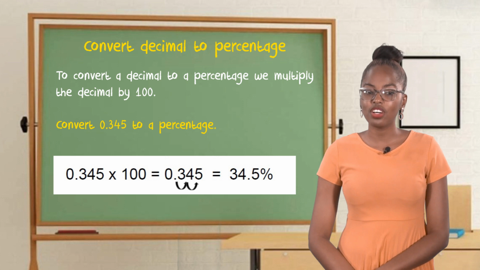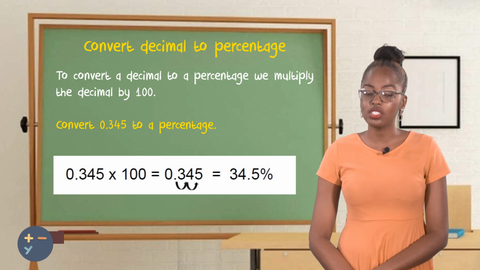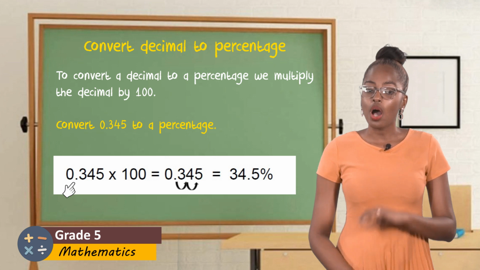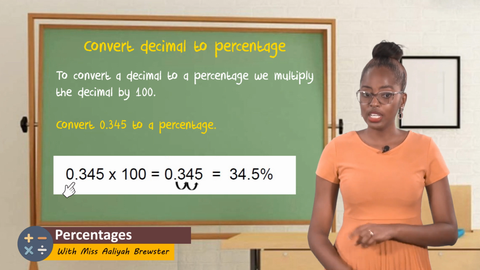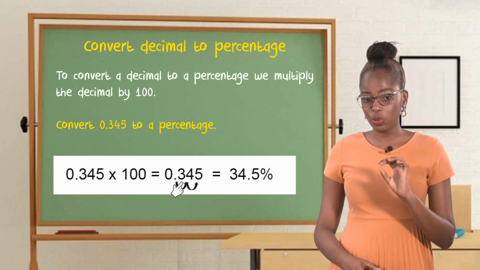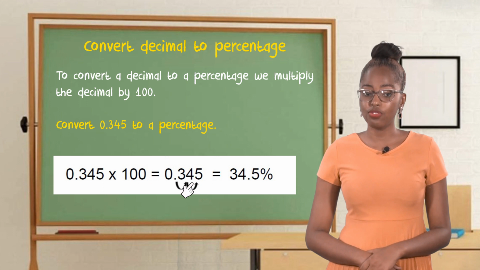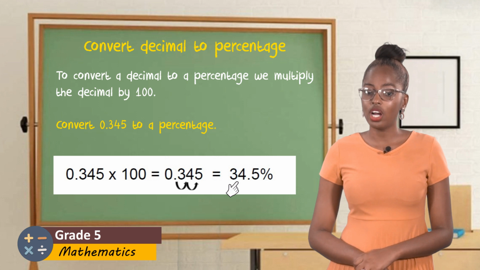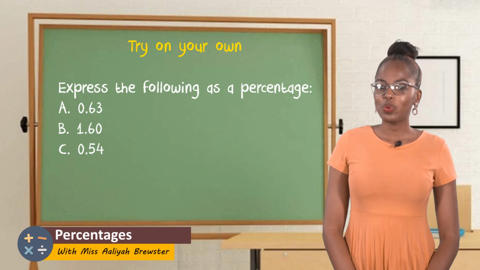Suppose we're asked to convert 0.345 to a percentage. To do this, we multiply again by 100, moving the decimal point only 2 places. Right now, the decimal point is between 0 and 3. If we move it 2 places, it will go between 4 and 5. Therefore, 0.345 as a percentage is 34 and 5/10%. Try these activities on your own.